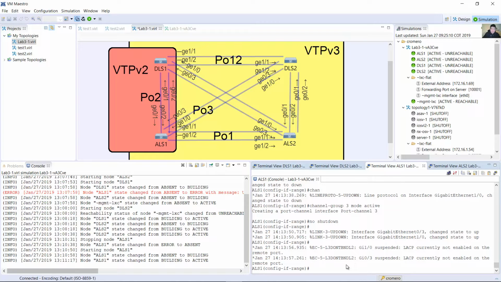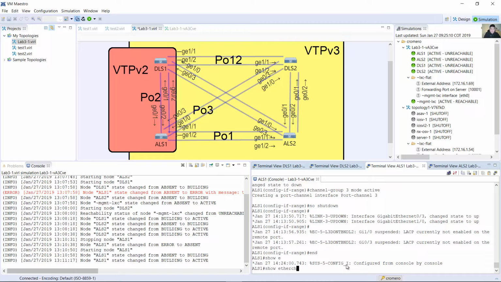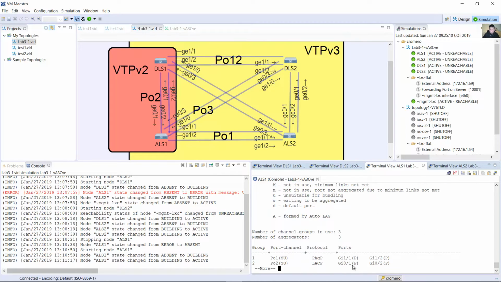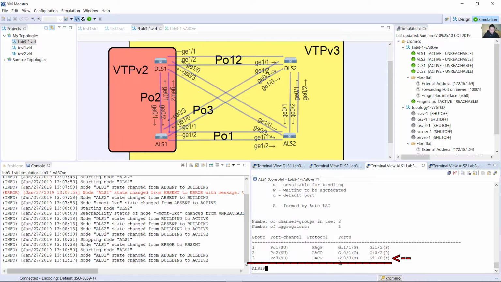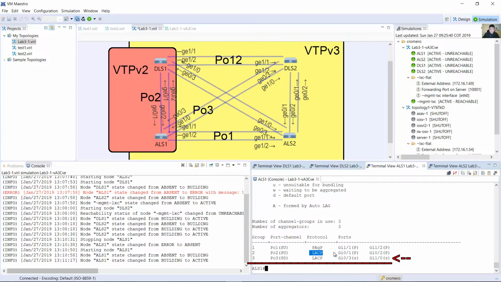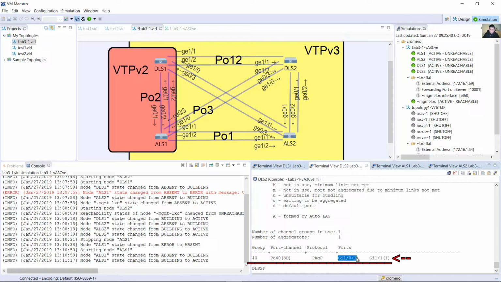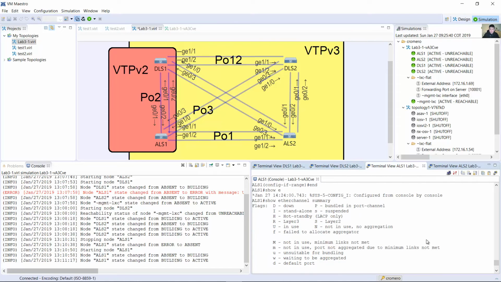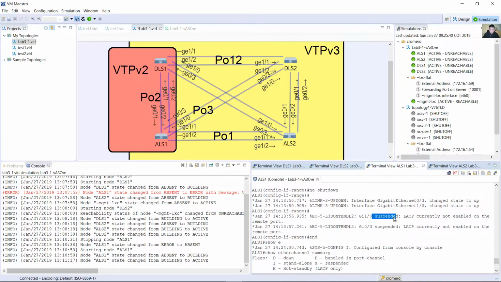Okay, and on ALS1 verify and show EtherChannel summary. Okay, gigabit 10 is configured with LACP, but on DLS2, on the other side, show EtherChannel summary, gigabit 10 is configured with Port Aggregation Protocol. Okay, different protocols on both sides. So ALS1 says gigabit 10 is suspended.